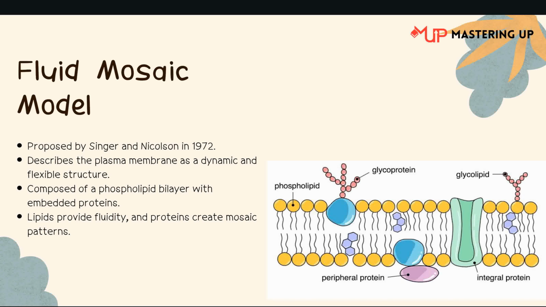The membrane is composed of a double layer of phospholipids, which we refer to as phospholipid bilayer, with proteins embedded throughout. These proteins and lipids can move laterally within the bilayer, providing flexibility and enabling the membrane to change shape when necessary. The dynamic nature of the fluid mosaic model allows the membrane to carry out its many roles effectively.